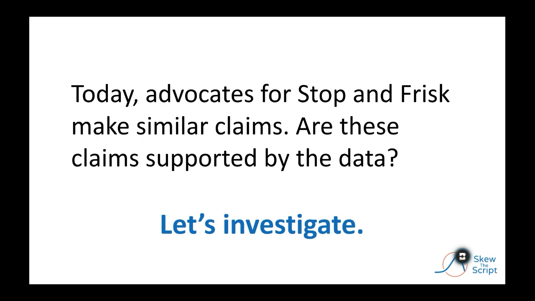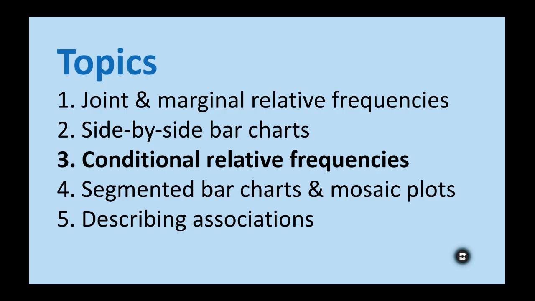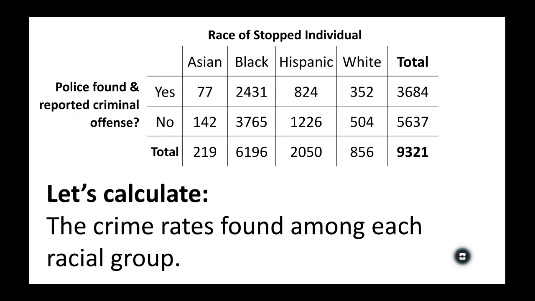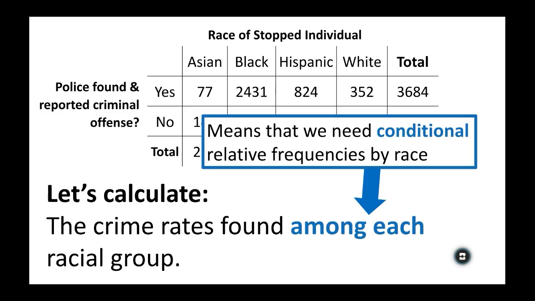Today, advocates for stop and frisk make similar claims. Are these claims supported by data? Let's investigate. To do that, we'll explore conditional relative frequencies. To investigate claims about crime rates, we're going to calculate the crime rates found among each racial group in our data set. When we see this sort of language, such as for each, within each, or among each group, this means we need to find what's called a conditional relative frequency.